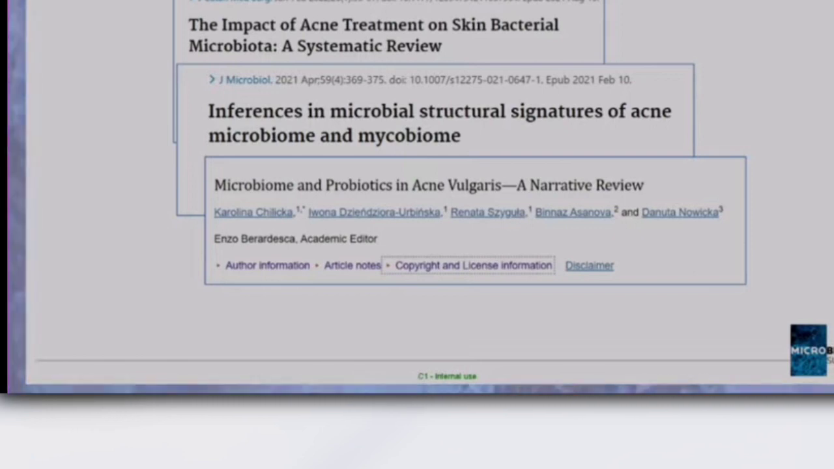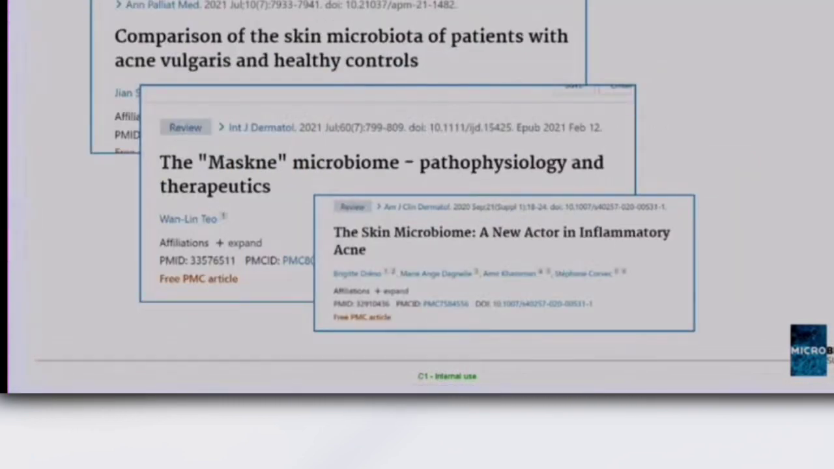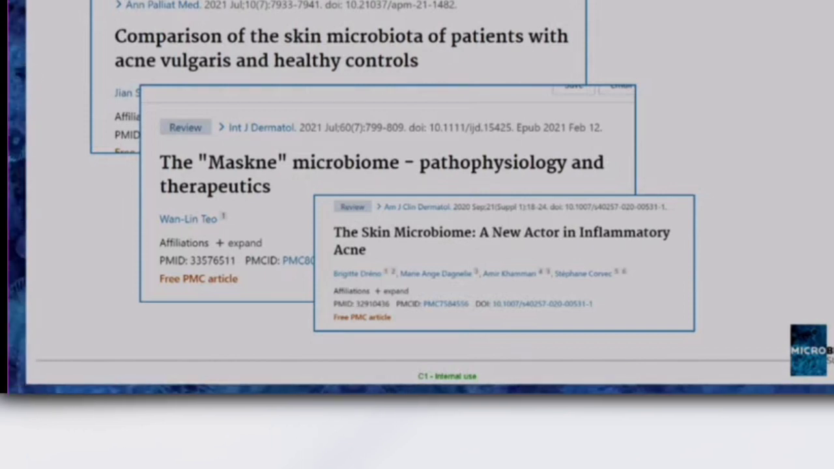And there is also the mask acne, which has emerged with the extensive use of masks during the COVID era. And there was a real change in the microbiota in the area where the masks were used. There is increased humidity, there is increased friction, and the types of Cutibacterium acnes have also changed.